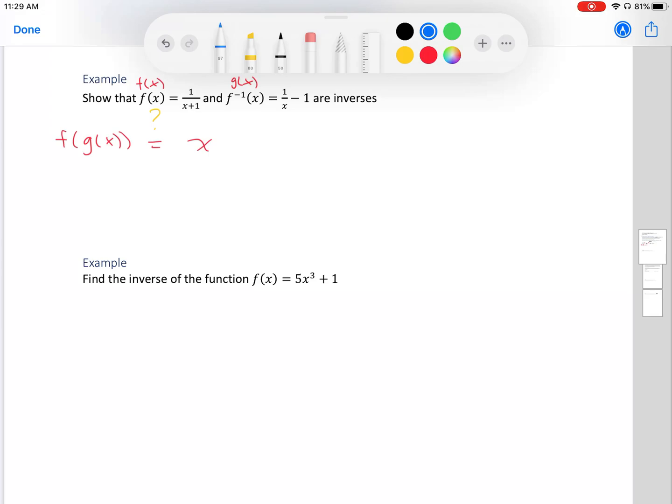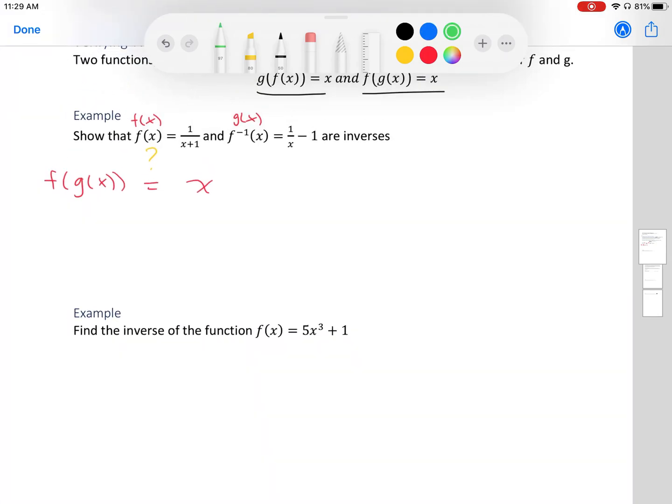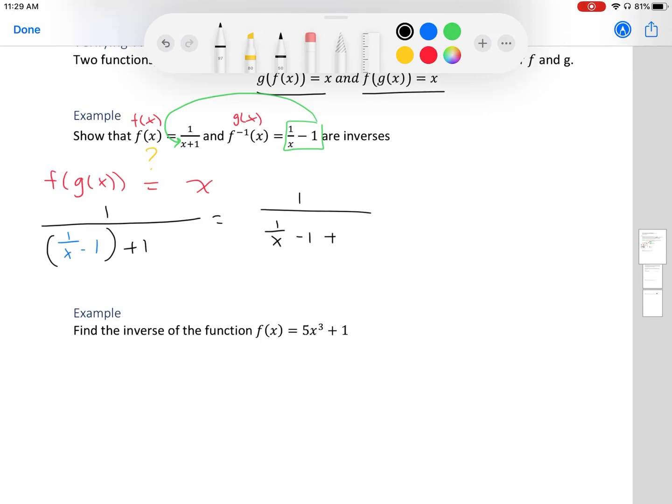Let's find out. Composition means we're going to take this function and plug it in for every x in the other function. So we have 1 over, and instead of x, I'm going to write 1 over x minus 1, and then all plus 1. Since we're adding, we can just drop the parentheses. So I have 1 over x minus 1 plus 1. The minus 1 and plus 1 add to make 0, and we're left with 1 over x.